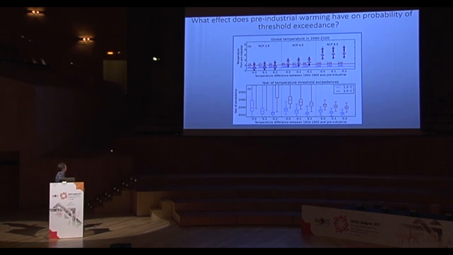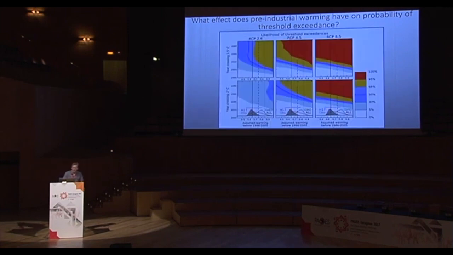We're likely to cross this in 2040. There'll be no warming since before 1850, but it's going to be much, much sooner if there has been up to 0.2 degrees warming.